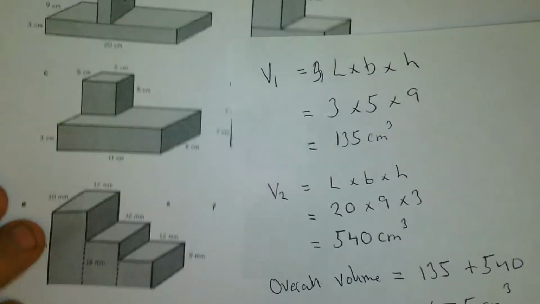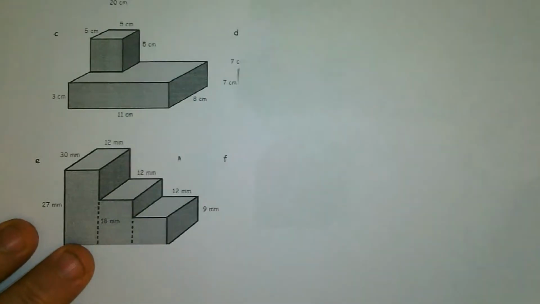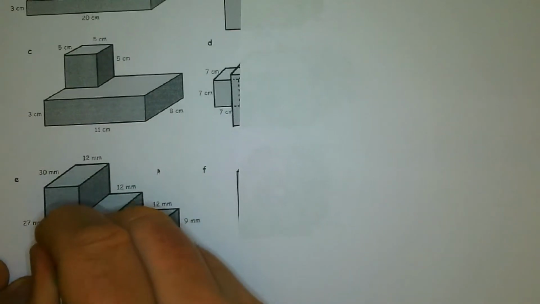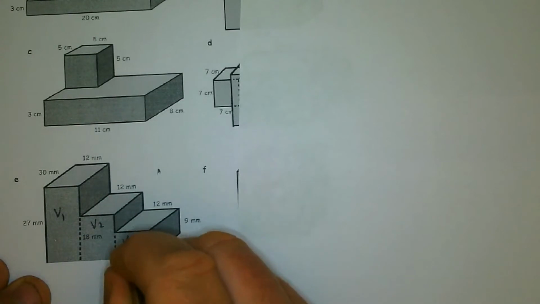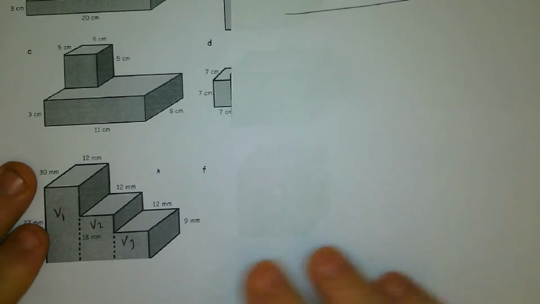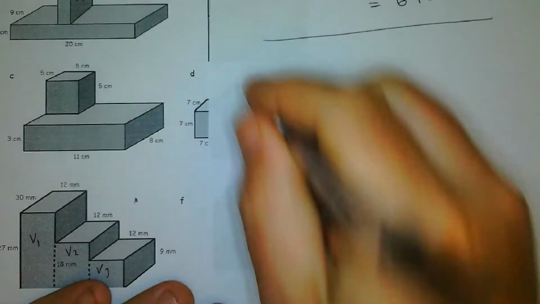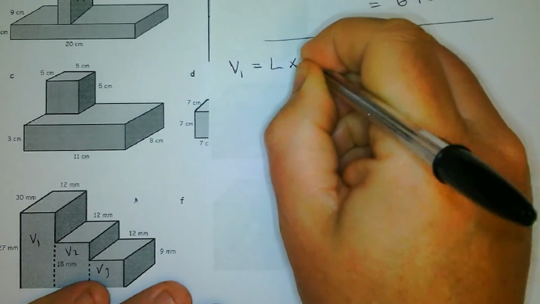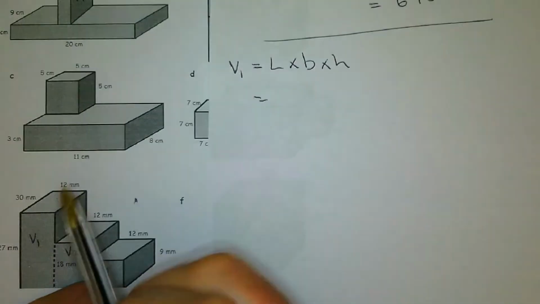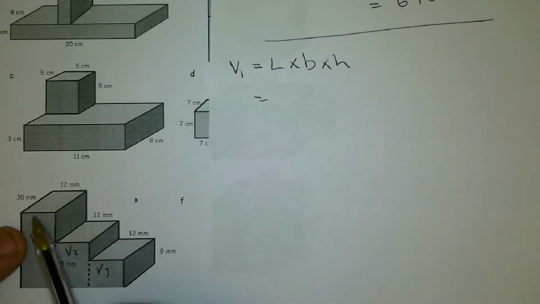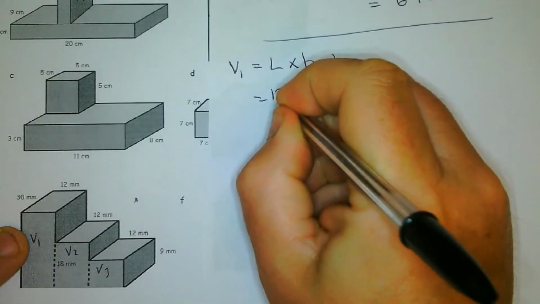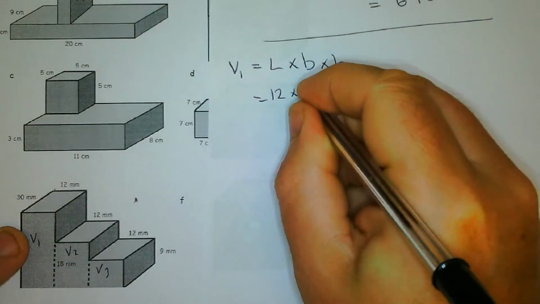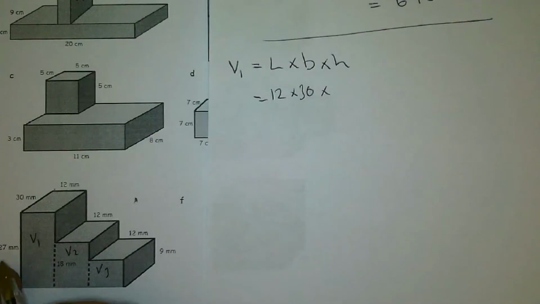Now the next one I want to do, I think, is this one here. Okay, so looking at that, you've got V1, V2 and V3. You've got 3 volumes there to calculate. Okay, V1, so L times B times H. So what have we got? We've got length. What's the length? Hang on, it's 12. Its breadth or depth would be 30. And its height is 27.